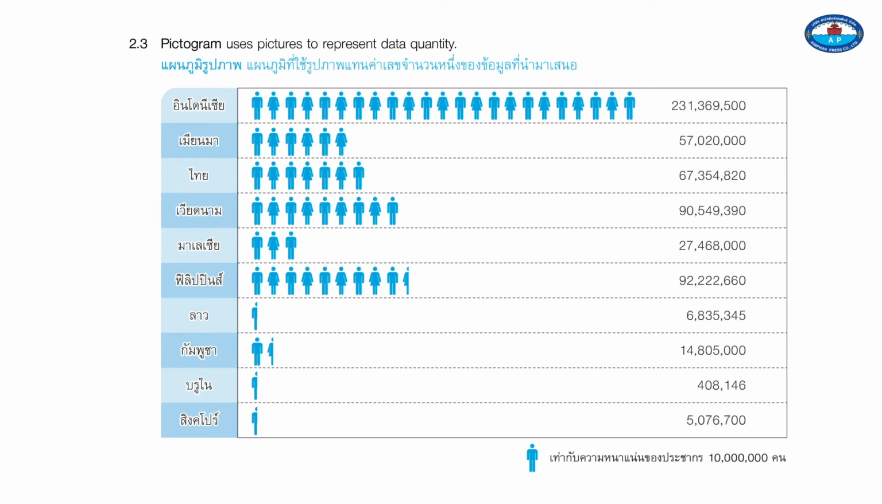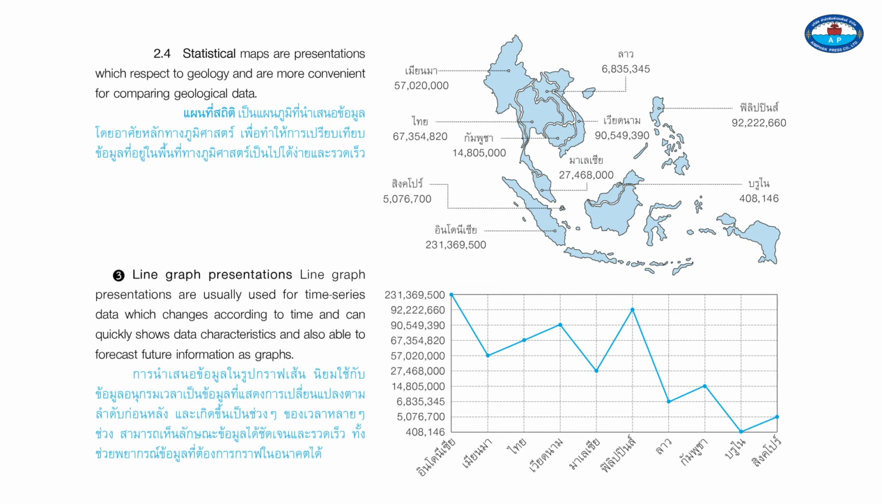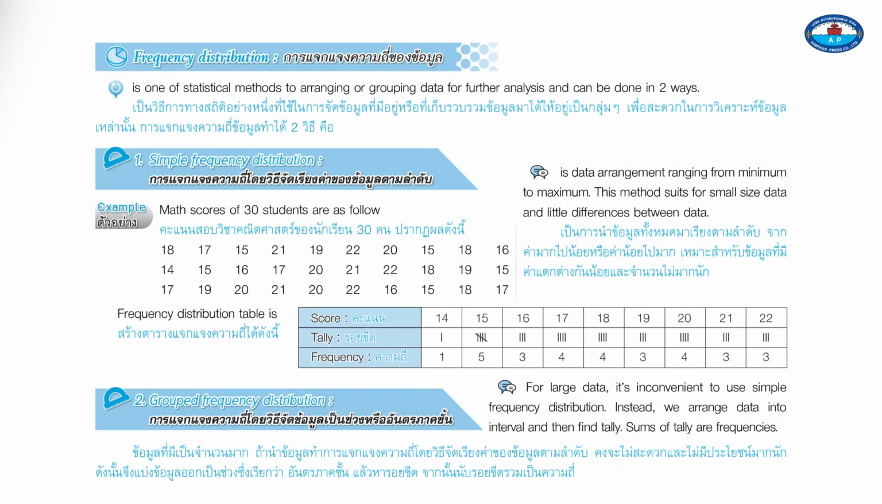2.3. Pictogram uses pictures to represent data quantity. 2.4. Statistical maps are presentations which respect to geology and are more convenient for comparing geological data. 3. Line graph presentations. Line graph presentations are usually used for time series data which changes according to time and can quickly show data characteristics and also be able to forecast future information as graphs.